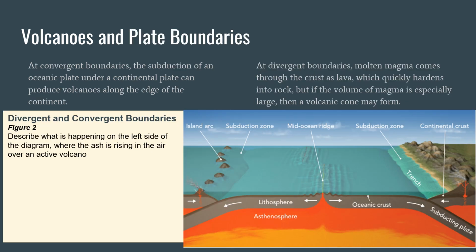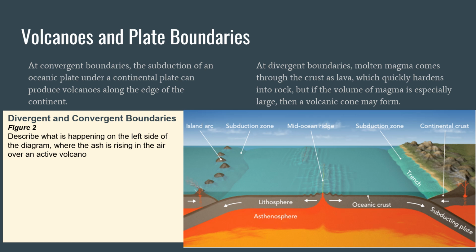All right, volcanoes and plate boundaries. At convergent boundaries, the subduction of an oceanic plate under a continental plate can produce volcanoes along the edge of the continent. At divergent boundaries, molten magma comes through the crust as lava, which quickly hardens into rock. But if the volume of magma is especially large, then a volcanic cone may form.